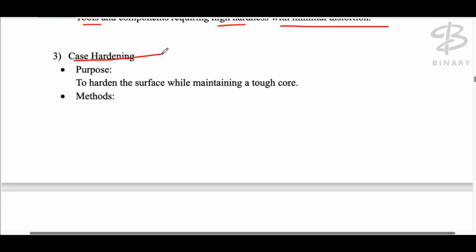Now, case hardening. What is case hardening? The purpose is to harden the surface while maintaining a tough core. So the core holds. I mean, if you have a material inside, the material would be as tough as it was earlier, or you can say before going through the heat treatment. Okay, but the outer surface will have more hardness.